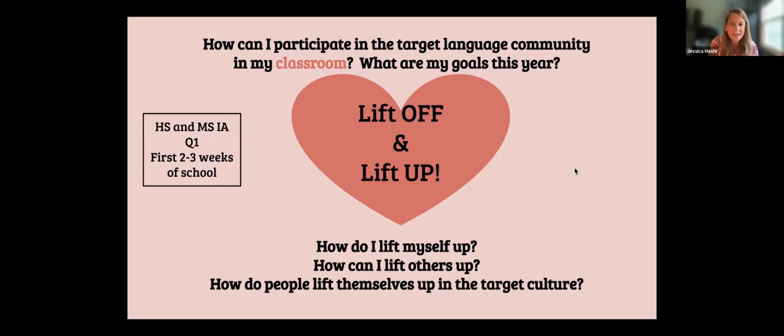And of course, you set the Padlet so that you have to check what the student posted before his posts. And then we also talk about how do people lift themselves up? Like, what are things people do for fun? What are things they love in the target culture? So it really gives kids the ability to engage with anything you might say in class from the first weeks.